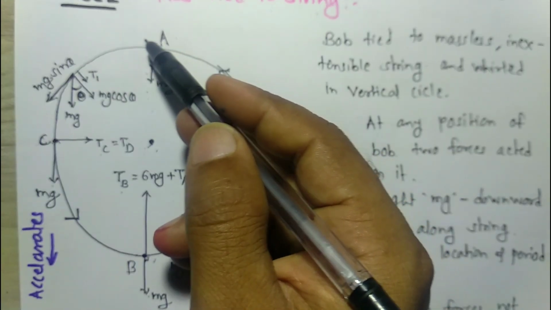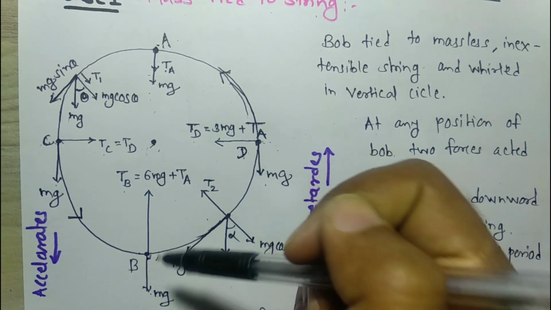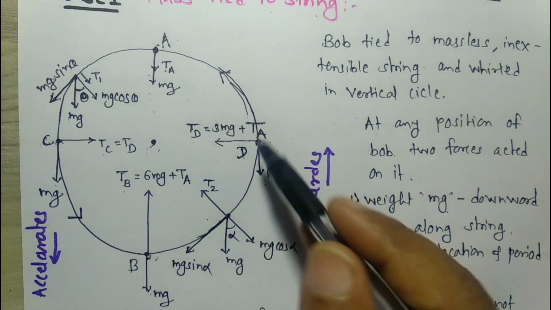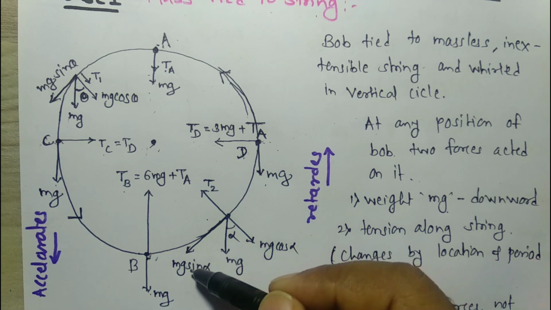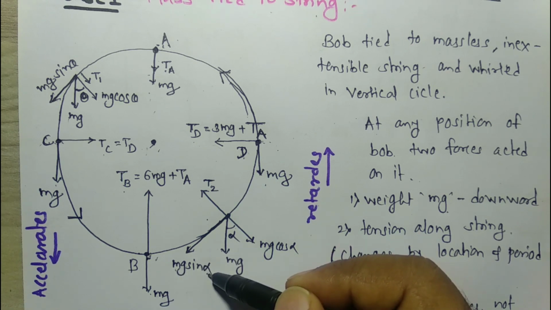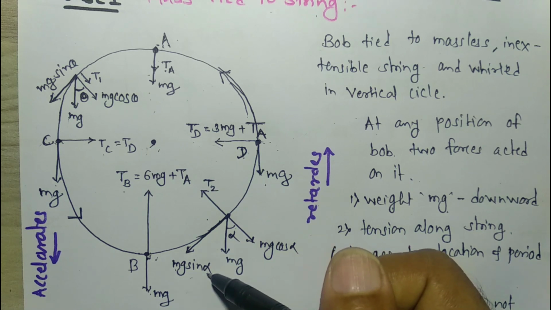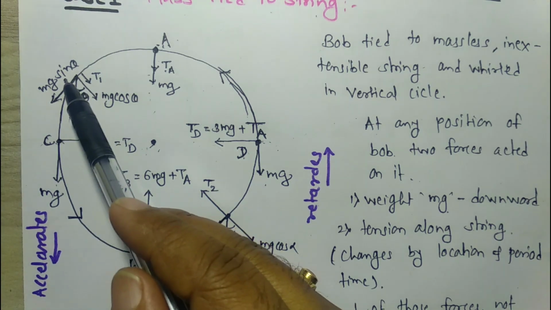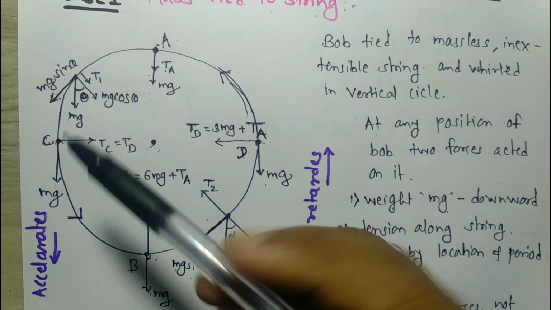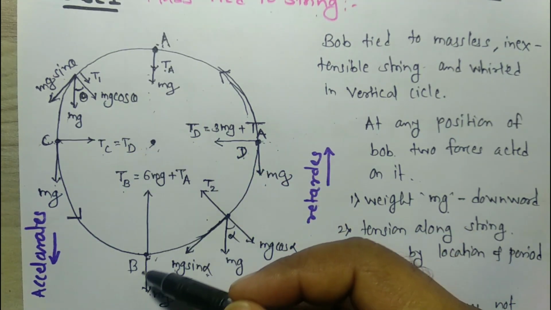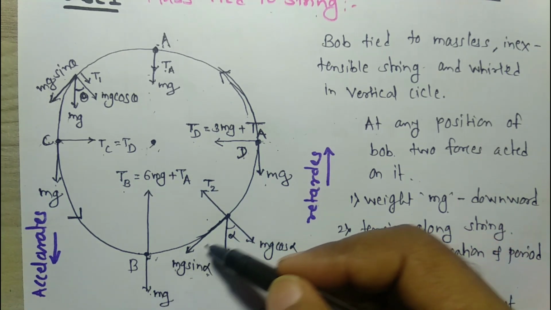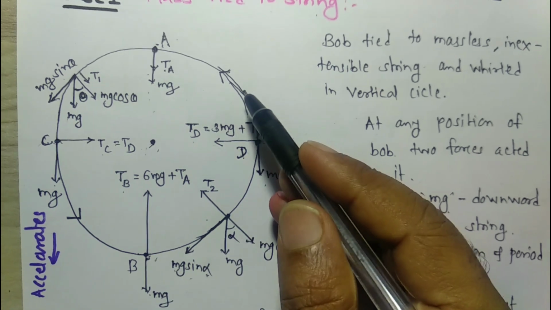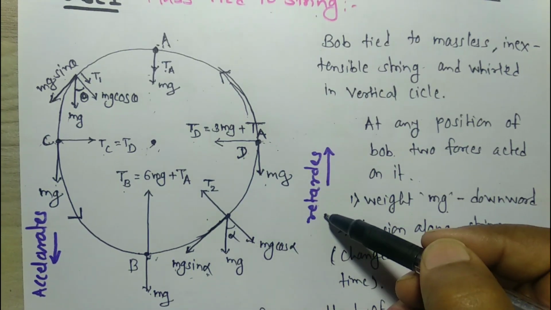That means the speed of the particle is increased from A to B, and from B to A the particle moves in upward direction, and therefore it is decelerated. Due to that, one component is mg sin theta, which is along the motion of the particle, and therefore it supports the motion, and the particle is accelerated when it is moving in a downward direction. But from point B to A, the particle is moving in upward direction. At that time mg sin theta is acting opposite to the direction of the particle, which is moving upward, and therefore it is decelerated, that means retarded.